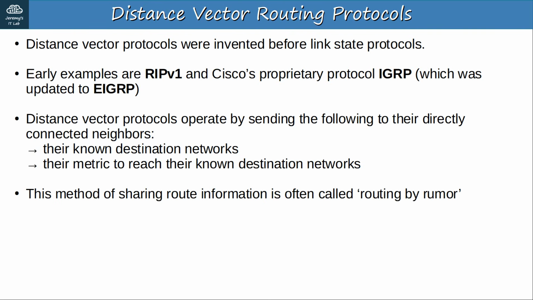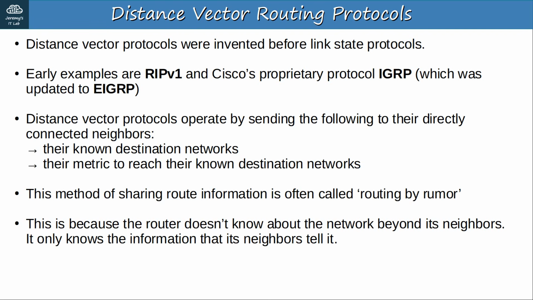This method of sharing route information is often called routing by rumor. Why the name? It's because the router doesn't know about the network beyond its neighbors. It only knows the information that its neighbors tell it. This is different than link state routing protocols, in which the router develops a more complete picture of the network. When using a distance vector protocol, on the other hand, all the router knows is the routes its neighbor tells it about, and their metric to reach those destinations.